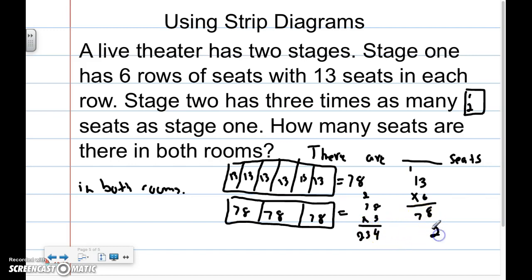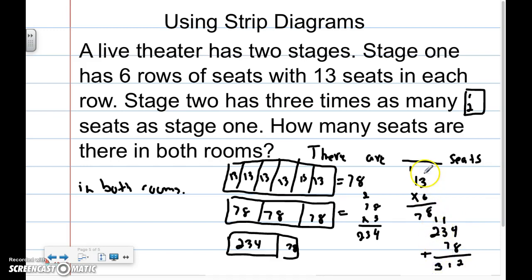I have to combine them. So I have to do another strip diagram, and I have to do 234 plus 78. So 234 plus 78, 8 plus 4, that's going to be 12. 7 plus 3 plus 1, that's going to be 11. So my answer is going to be 321. So step 1 was EGPT, equal groups put together. Again, for step 2, equal groups put together. And I was wrong. This is a 3-step problem because then I had to do some and some more.